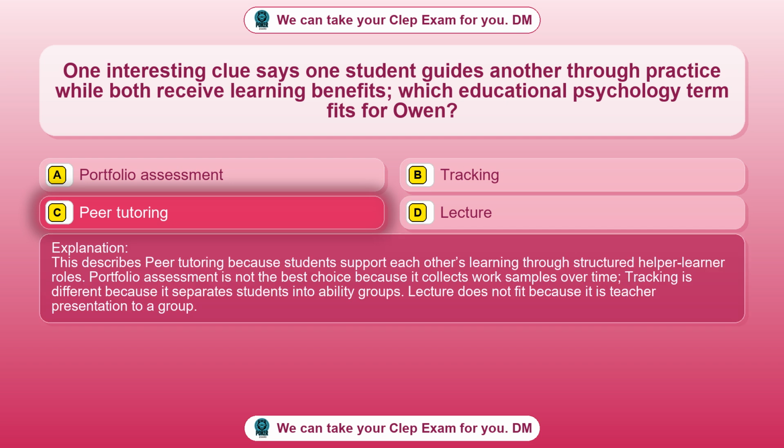This describes peer tutoring because students support each other's learning through structured helper-learner roles. Portfolio assessment is not the best choice because it collects work samples over time. Tracking is different because it separates students into ability groups. Lecture does not fit because it is teacher presentation to a group.